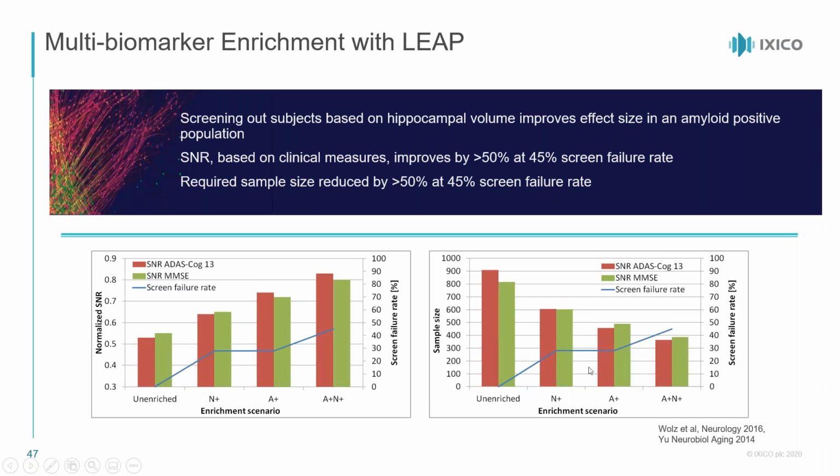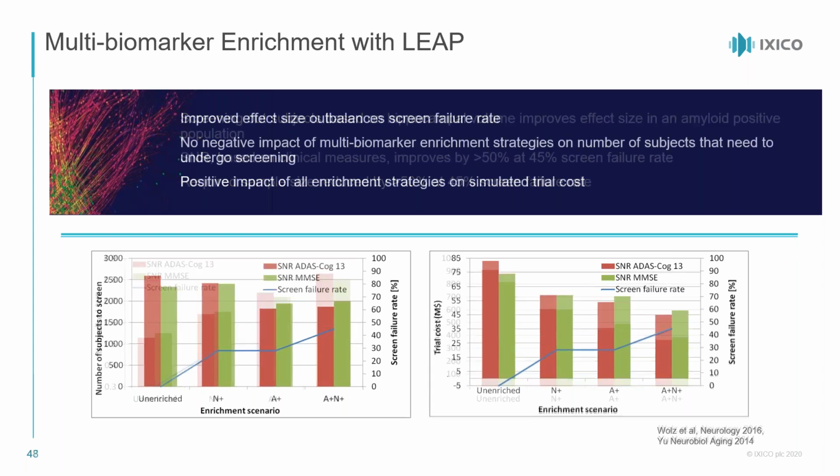What's important to note, however, is that this neurodegenerative enriched population is not necessarily the same as this amyloid enriched population, which allows us to combine both screening criteria to create an amyloid positive group with likely short-term neurodegeneration. And this can result in a greater than 50% improvement in the signal to noise ratio and sample sizes compared to an unenriched population. So you may have noted that this also results in an expected screen failure rate of around 45%.